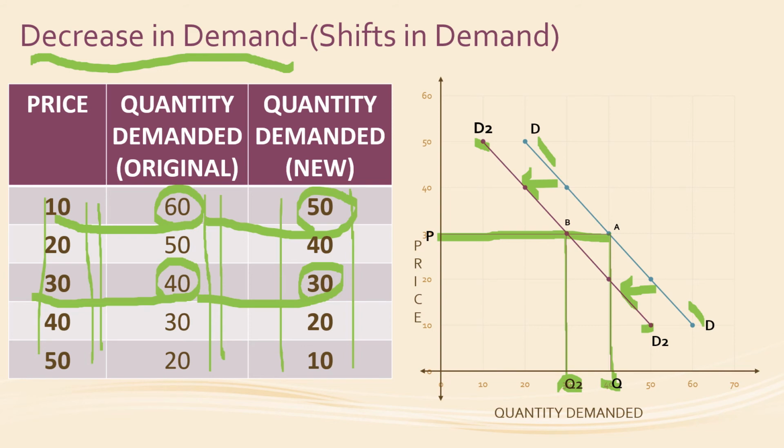So we can clearly see that the quantity demanded has fallen from OQ to OQ2, which is a new quantity. However, the price has remained unchanged. So we are moving from point A to a point B on another curve. Therefore, the case of decrease in demand is also known as backward shift in demand.